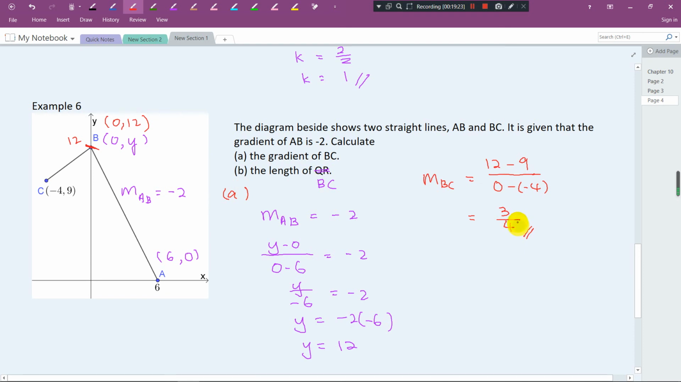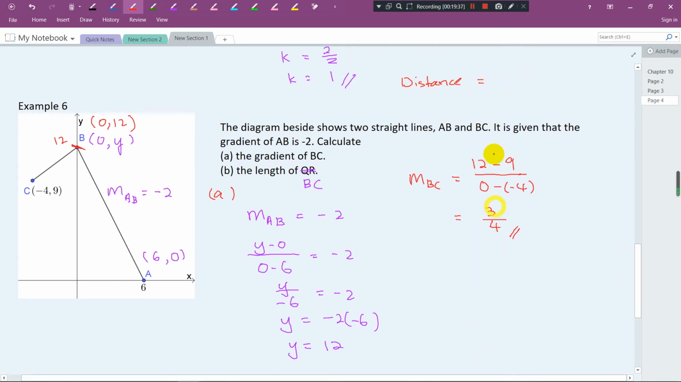That is the answer for part A. Now go to part B, the length of BC. I hope that you still remember, distance between 2 points. What is the formula? Square root of x2 minus x1 square plus y2 minus y1 square. If you forgot about this formula, you can just go back to my previous video. If I'm not mistaken, it is chapter 7, coordinate. We talk about this formula, you can go back and watch the teaching video again.